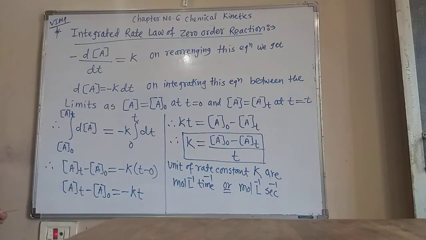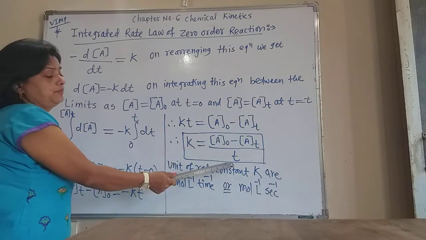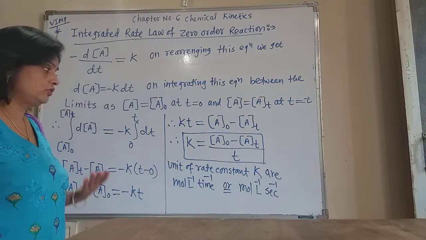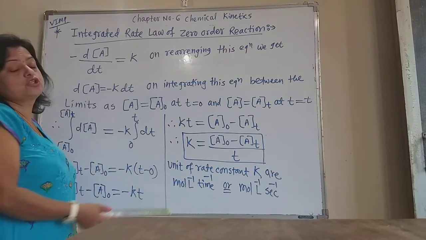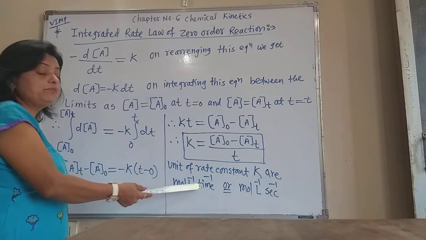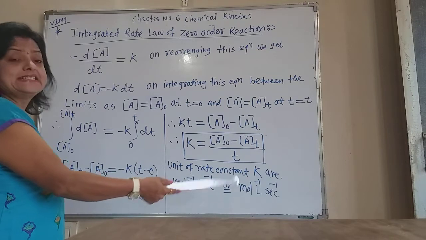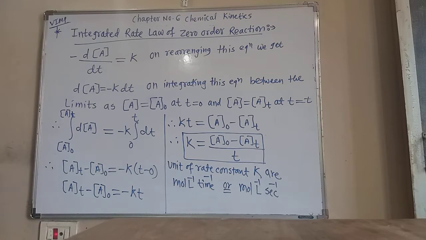Now the unit of rate constant K is the same as the rate. That means concentration per time. So the unit of rate constant is the same as the rate, and that may be moles per liter, because concentration is always moles per liter, divided by time. So moles per liter per time, or it may be moles per decimeter cube per second. Such types of units are there for the rate constant. Now this is the integrated rate law of zero order reaction.